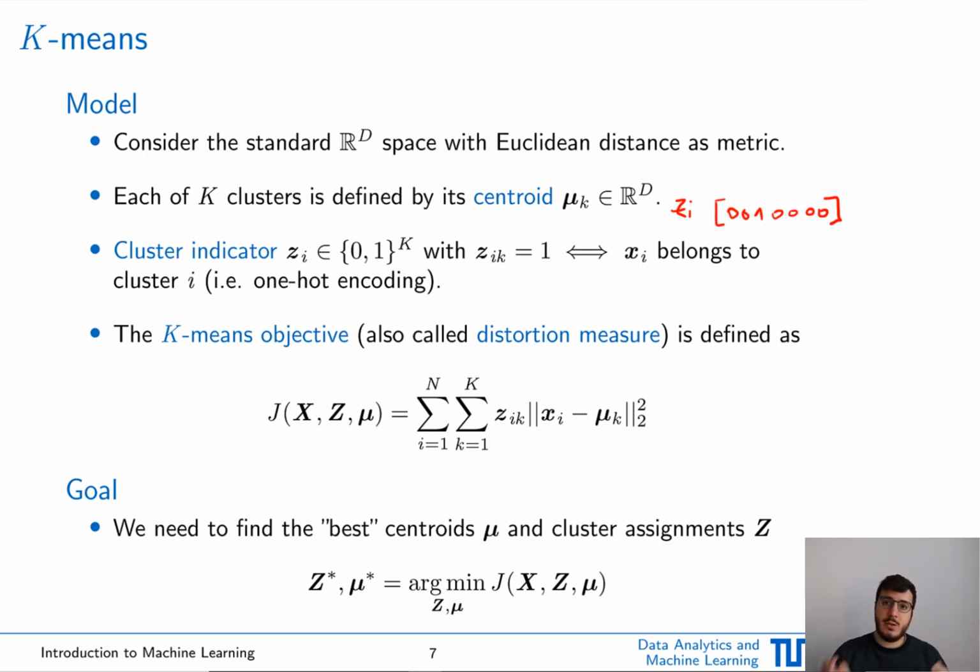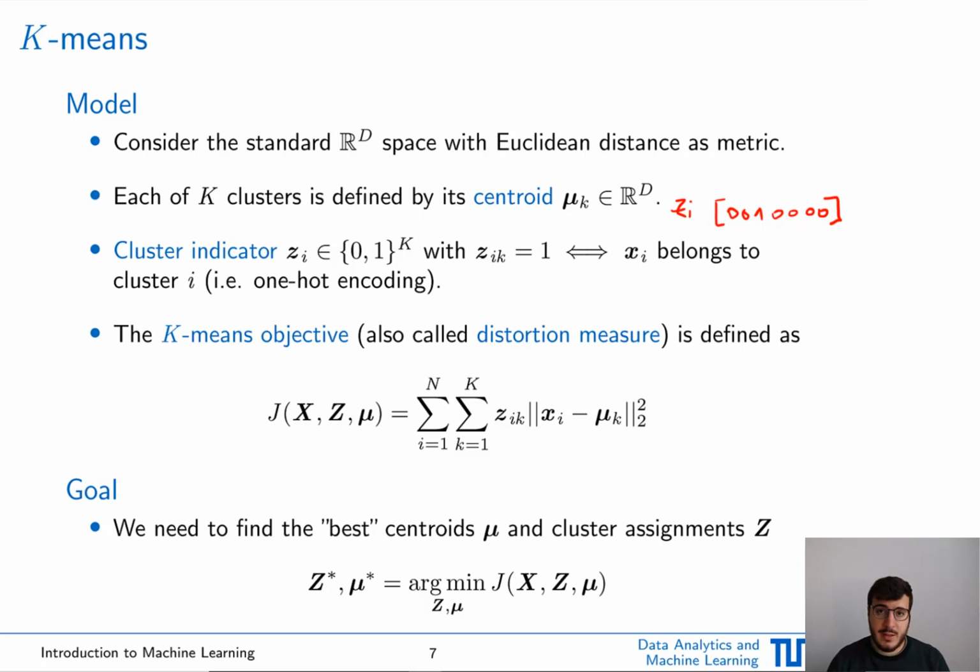Now, in addition to the cluster indicators, we also have the cluster centroids. These are d-dimensional vectors, which means they're of the same size as the input space. We have one centroid for each of the clusters, and the way you should think about this is that they summarize that cluster. Basically they are the center of that cluster, and that's why they're called the centroids. What we're doing in k-means is trying to optimize or find the best possible cluster indicators and the best possible centroids that minimize a certain objective function.